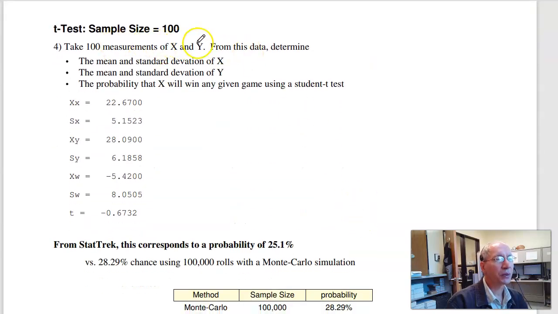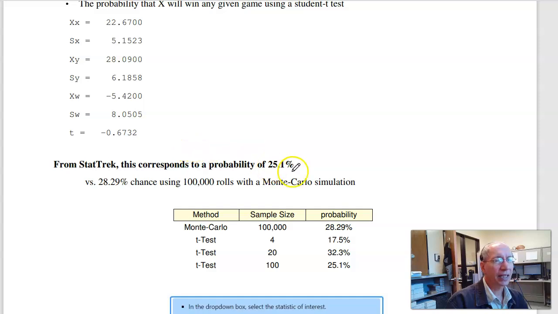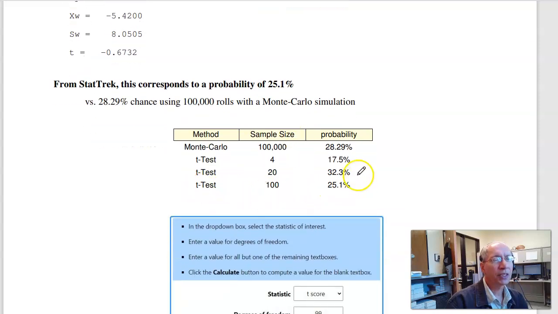Repeat with 100 die rolls, and you get 25%. So here's kind of what you get. With the Monte Carlo, if I roll the dice 100,000 times, I kind of know what the odds are, 28.29. If I roll the dice a million times, I know the confidence interval. With a t-test, I can do it in a smaller number of rolls. With 4 rolls, 20 rolls, 100 rolls, as I get more and more rolls, I get more and more accurate. And technically what I should do is repeat this a couple times. That'll give me the confidence interval.